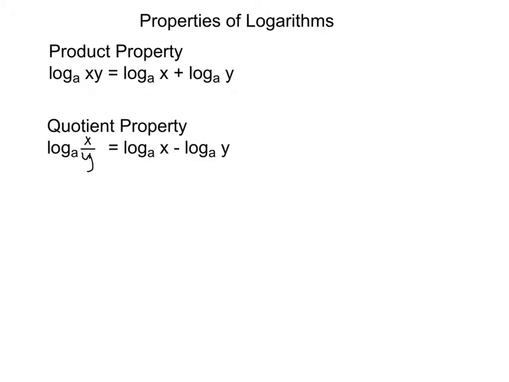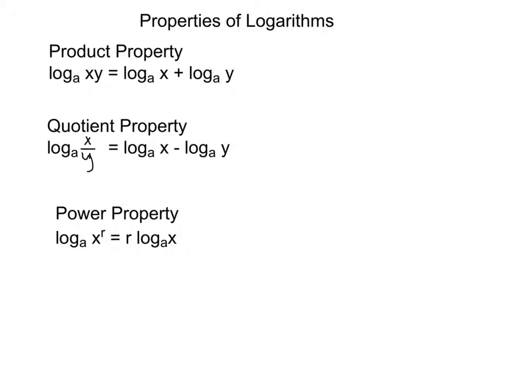If you've got a product property, you know you have to have a quotient property. So here it is, the quotient property. If you have log base a of x divided by y, if multiplication was addition, then division has to be subtraction. So you take the top minus the bottom: log base a of x minus log base a of y. Cool. One more.